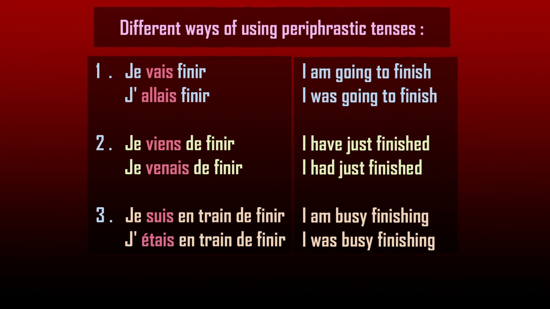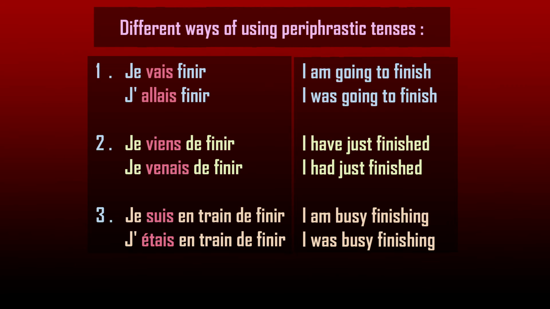Number one, je vais finir. What is this tense? Futur proche. That is conjugation of aller in present tense, indicative mode plus finir. This is futur proche. Instead of conjugating aller in present tense, we conjugate aller in imperfect. It becomes j'allais finir. Je vais finir becomes j'allais finir. I am going to finish becomes I was going to finish.